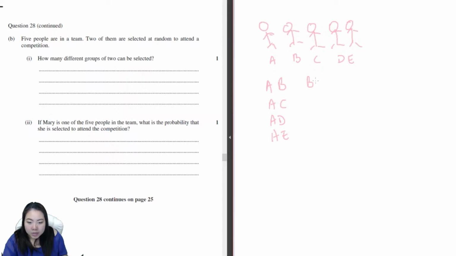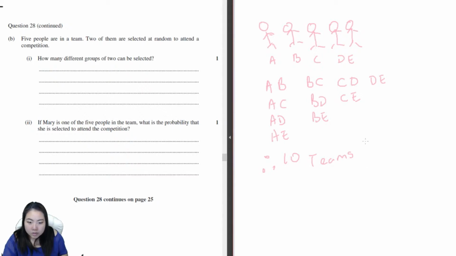Now you wouldn't go BA, because BA and AB are the same team. So you would do BC, BD, BE, then you move on to C. CA has already been done, CB has already been done, so it will just be CD, CE, and then it's just DE. And that's it. You can't do any other teams. And that is 1, 2, 3, 4, 5, 6, 7, 8, 9, 10. That's 10 teams that you can do. Therefore, 10 teams can be selected.